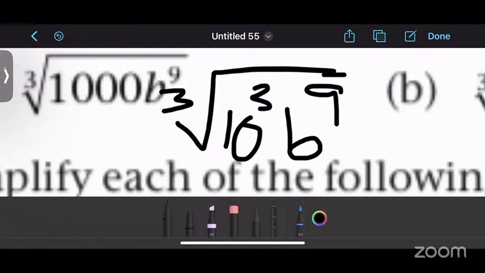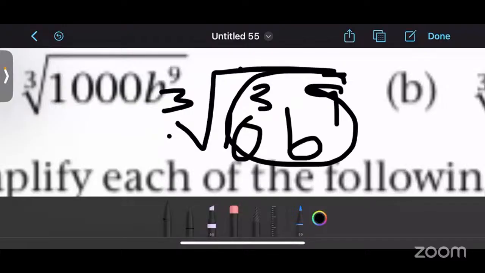So it's cube root of 10 to the power of 3 b to the power of 9. Whatever is inside the bracket, you say "cube root of" and then whatever is inside. If it's a square root, it's the square root of whatever is inside the square root. So in this case, it's the cube root of 10 cubed b to the power of 9, right?